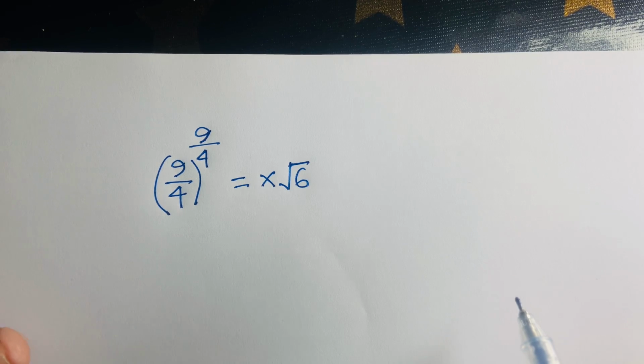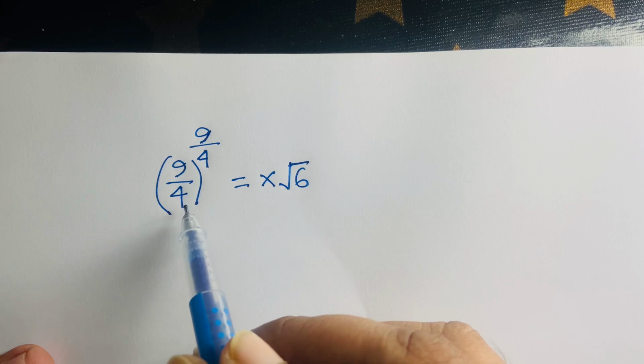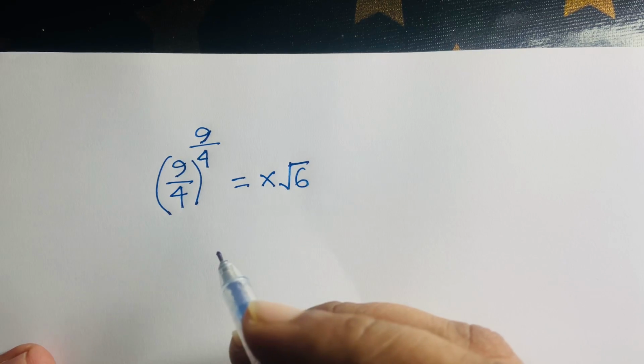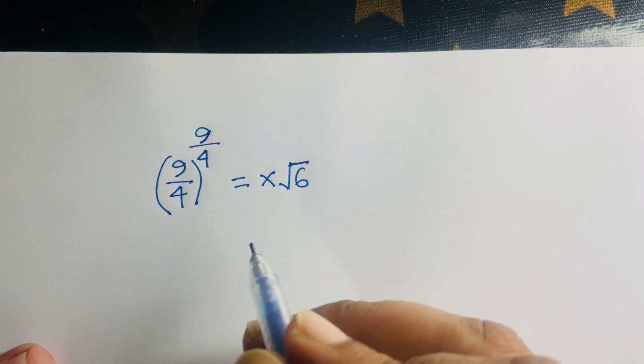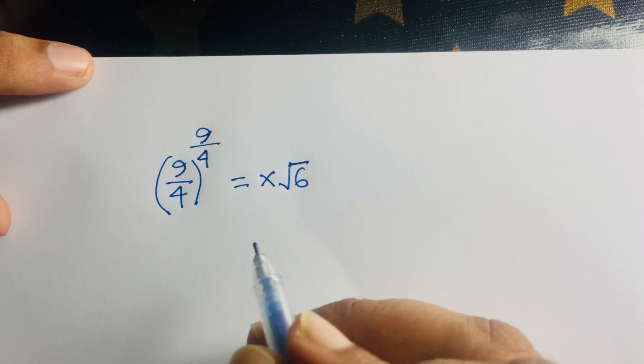Hello everyone, in this video we solve this Japanese math Olympiad question. The question is (9/4)^(9/4) = x√6, and what is the value of x in this math Olympiad question? So how to solve this question?